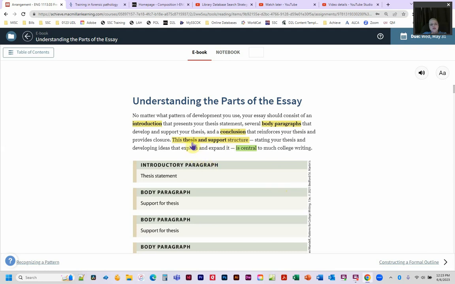And so again, the thesis and support structure is central to college writing. If you get into a creative writing class, you're going to have a different kind of writing structure. If you get into a course that uses tech writing or report writing, then that's going to have a different kind of structure. But if you're writing anything that's a thesis or an essay or a paper, then you're going to have a thesis-driven structure. It'd be very rare that you wouldn't.